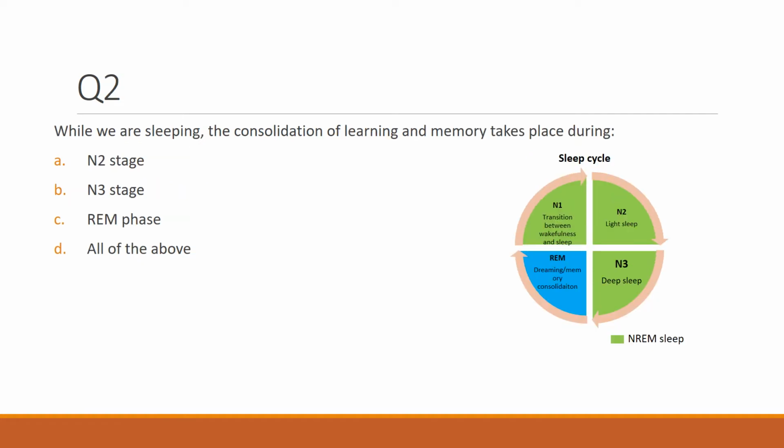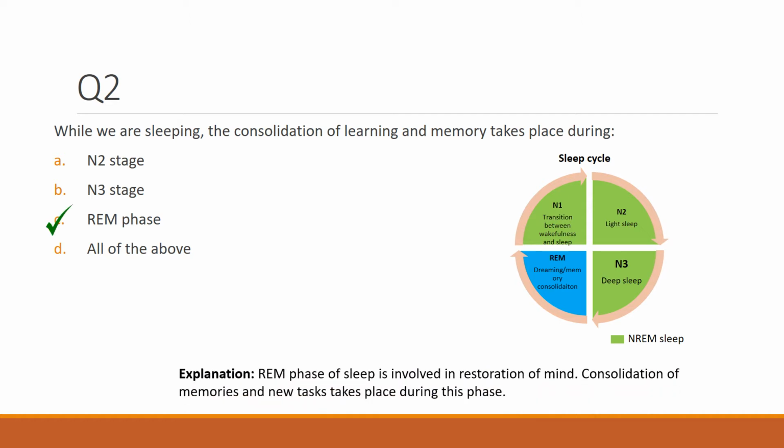The second question is, while we are sleeping, the consolidation of learning and memory takes place during. The options are N2 stage of sleep, N3 stage of sleep, REM phase, or all of the above. And the correct option is REM phase, because REM phase of sleep is involved in restoration of mind, consolidation of memories, and new tasks takes place during this phase.